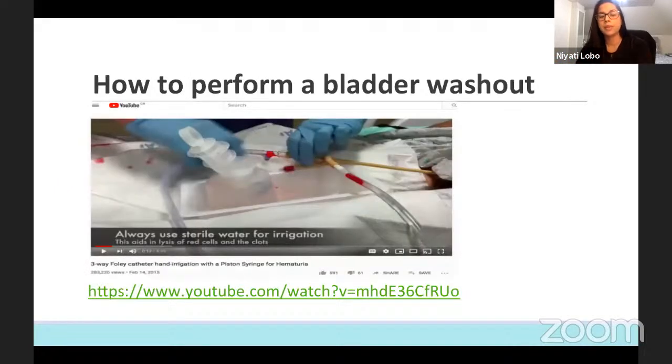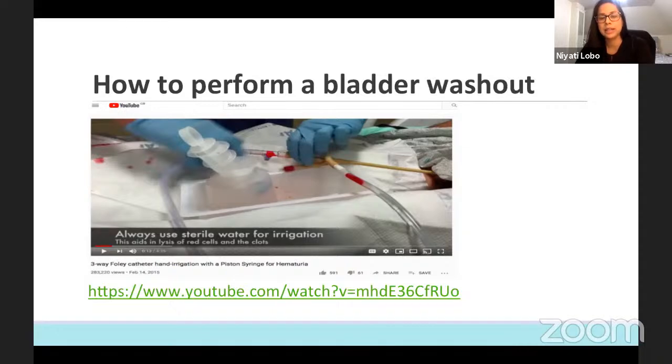So I would really recommend this video. It goes through the motions really well, but the essential steps are, when you're doing a bladder washout, you can do this through a two-way catheter and you can do this through a three-way catheter. Some people might say to you, oh no, you can only do a bladder washout through a three-way. That's not true at all. You can do a bladder washout through a two-way catheter.